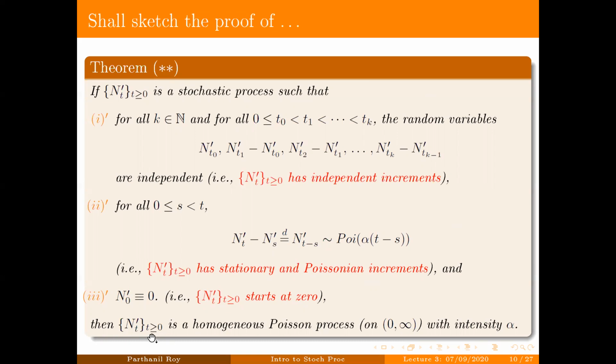For if such a process N'(t) exists, then it has to be a homogeneous Poisson process on the positive real line with intensity alpha. Because this is the converse of the previous theorem, and I'm using the processes N', so that apparently we don't know they are Poisson processes, that's why I'm using a different notation, just to separate it out from N(t).